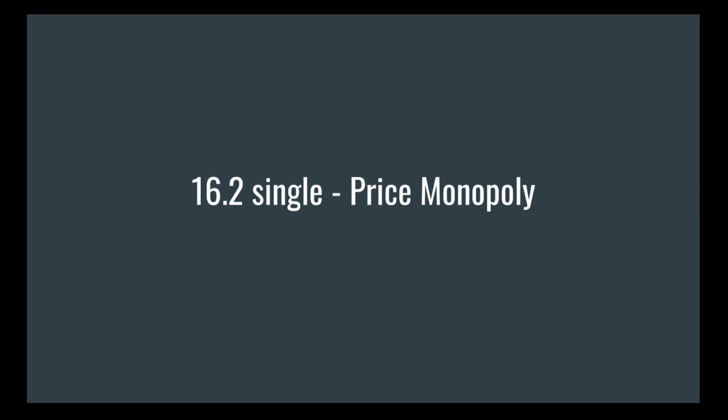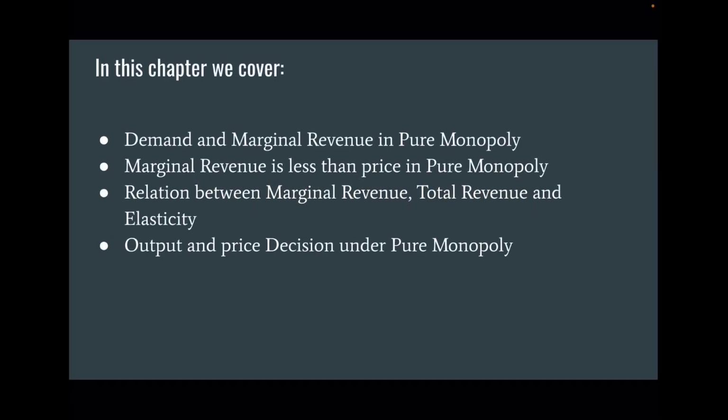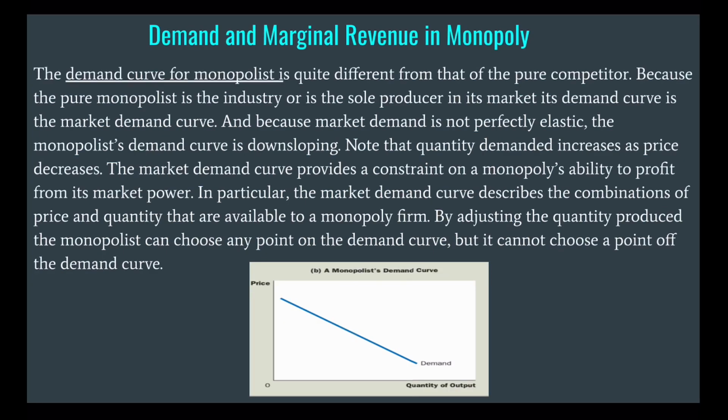16.2 Single Price Monopoly. In this chapter, we cover demand and marginal revenue in pure monopoly. Marginal revenue is less than price in pure monopoly. Relation between marginal revenue, total revenue, and elasticity. Output and price decision under pure monopoly. Demand and marginal revenue in monopoly.